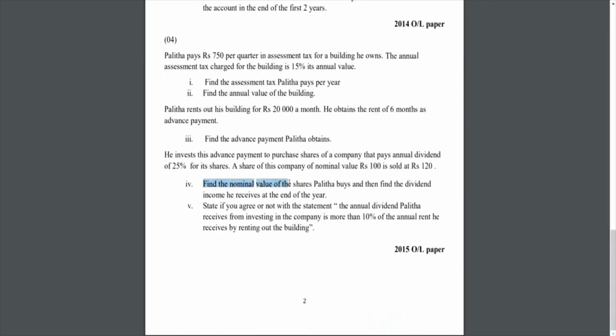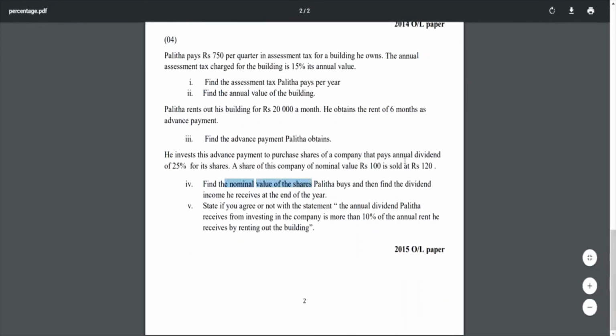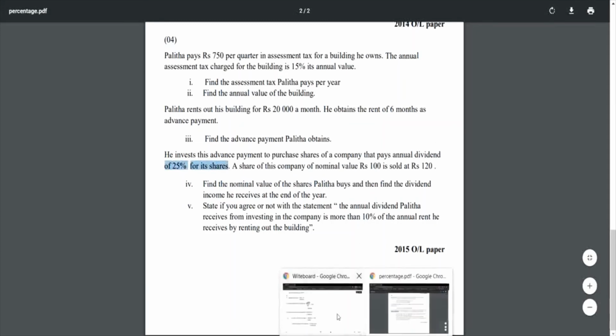Now we got one part of that fourth question: find the nominal value of the shares Carlita buys. Now we found that. And they're asking, then find the dividend income he receives at the end of the year. So this question guides you that in order to find the dividend, always we should know the nominal value of the shares. Fine. Now we know the company pays a dividend of 25% for its shares annually.